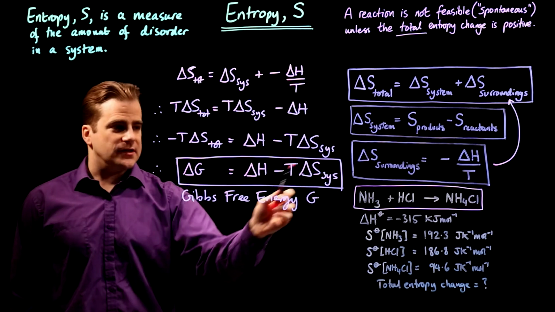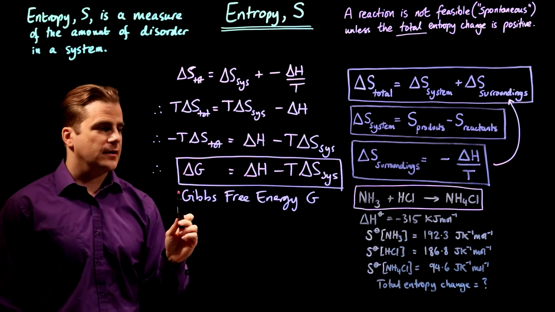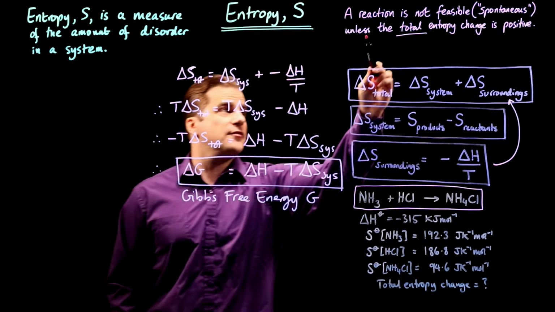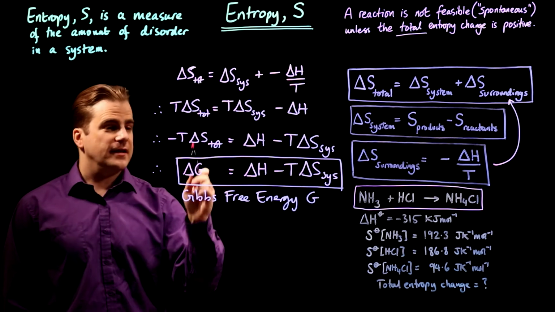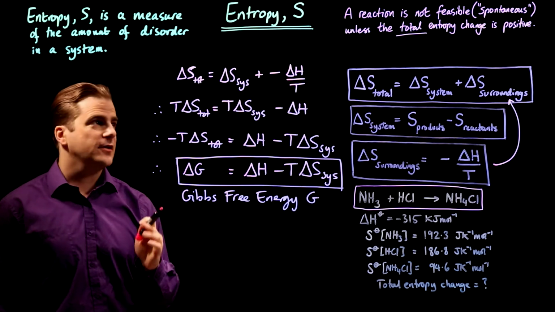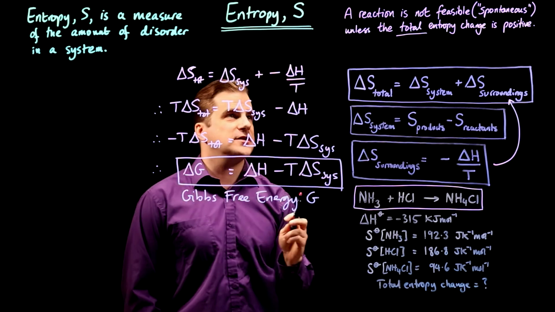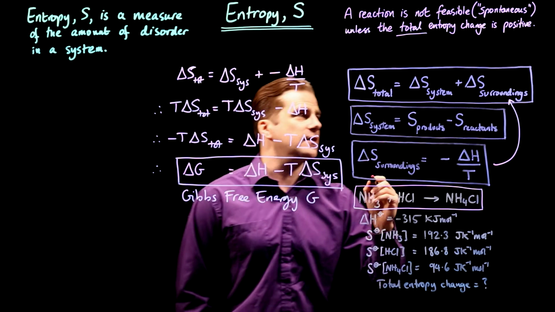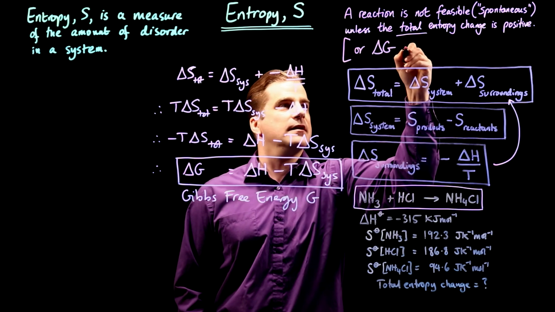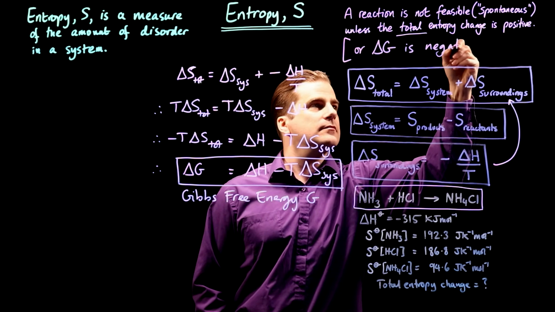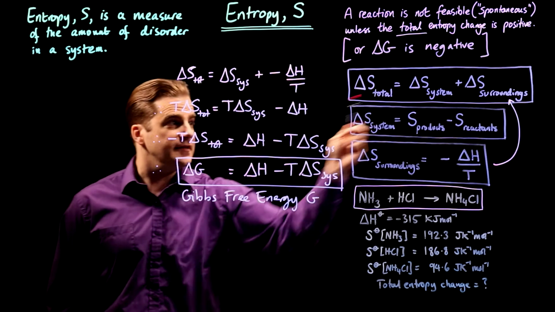It's important to realise that this equation is derived directly from these equations. It's the same thing, basically. And we can use this equation to work out if a reaction is feasible or not in exactly the same way. With this equation, the Gibbs free energy has to be negative in order for a reaction to be feasible. So I'm going to add to this definition. A reaction is not feasible unless the total entropy change is positive or delta G is negative. They're the same thing. Like I said, these are the same thing, just rearranged.